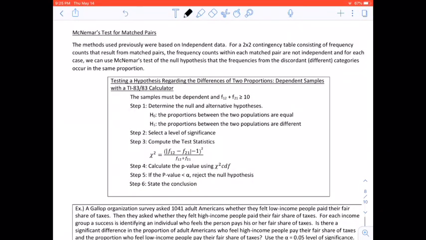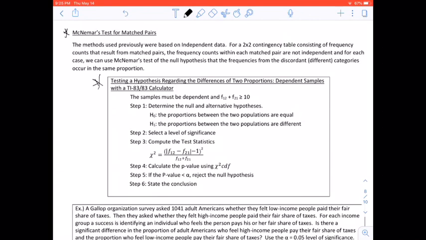The next test that we have is called McNemar's test for matched pairs. The methods used previously were based on independent data for a 2x2 contingency table consisting of frequency counts that result from matched pairs. The frequency counts within each matched pair are not independent, and for each case, we can use McNemar's test for the null hypothesis that the frequencies from the discordant or different categories occur in the same proportion.